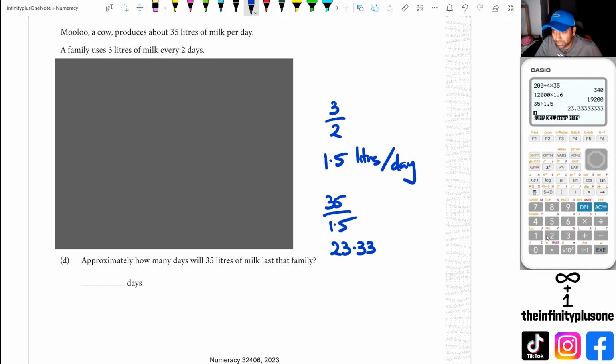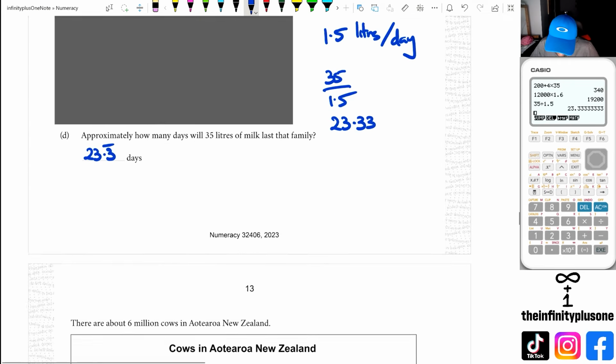You could just write down 23.3 recurring days. You could also write it as 23 days, or you could write it as 24 days as well. Something to keep in mind. And again, with this question, you might say 24 days is not possible because it's rounding up. But they'll have a little bit of milk on that 24th day, wouldn't they? But anyway, 23 to 24 is fine. We go to the next one.